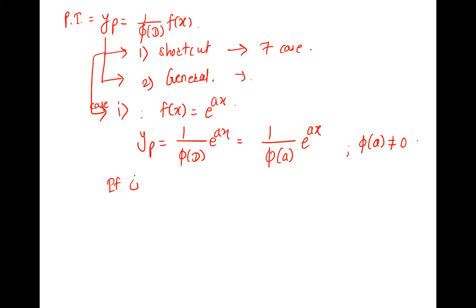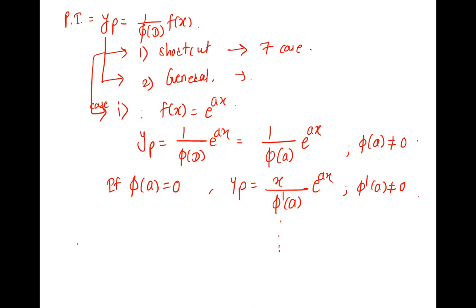And if it is 0, then what is your yp? If this term is 0, it is x upon phi dash of a, e raised to ax, where phi dash of a should not be equal to 0. And so on. If it is 0, one more x, one more derivative. Do you remember this? This was case 1 to find particular integral by shortcut methods.